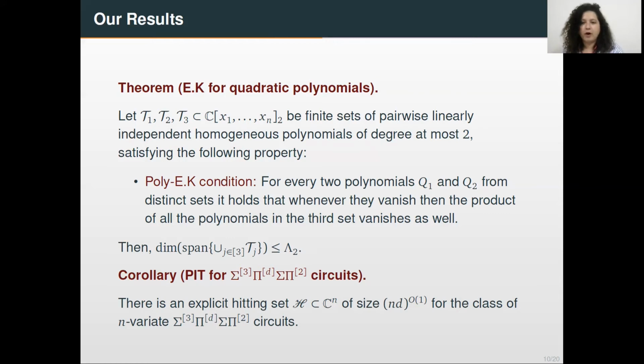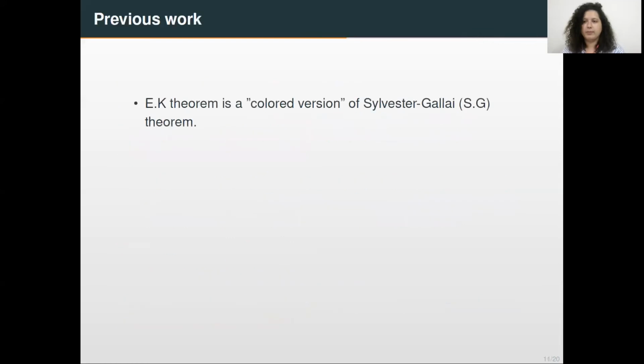As I mentioned before, an immediate corollary of this result is the polynomial identity testing algorithm for sigma pi circuits, where the top fan-in is bounded by 3 and the bottom fan-in is bounded by 2. And furthermore, there is an explicit hitting set for such circuits. So before I give the overview of our proof, let me state some previous interesting results regarding those theorems.